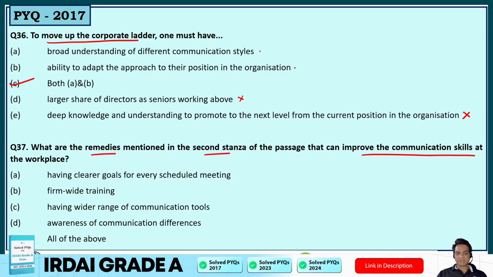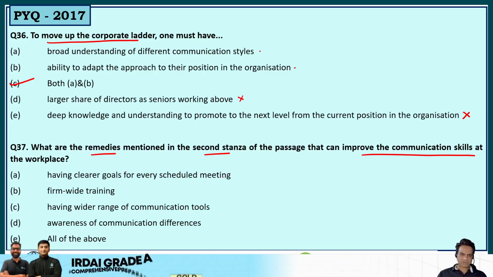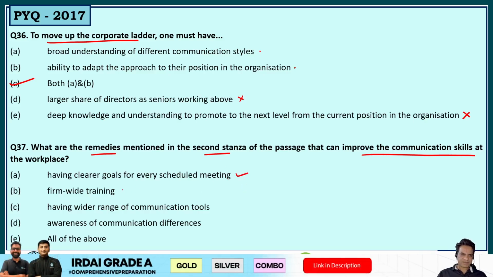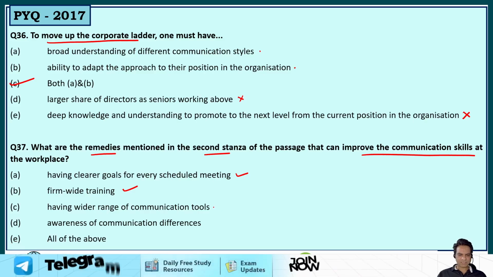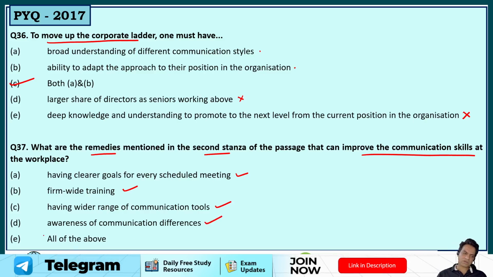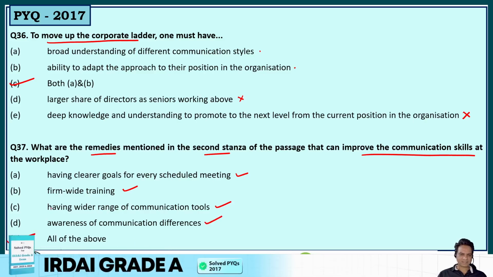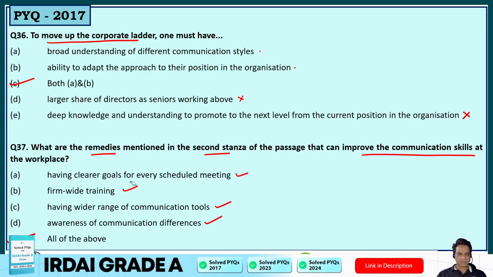What are the remedies mentioned in the second stanza of the passage that can improve communication skills at the workplace? Having clearer goals for every scheduled meeting? Yes. Firm-wide training? Yes. Having a wider range of communication tools? Yes. Awareness of communication differences? Yes. All of the above. Option E is the correct answer, guys. All these were mentioned here, and we can clearly see all of the above are correct. So option E is the right choice.